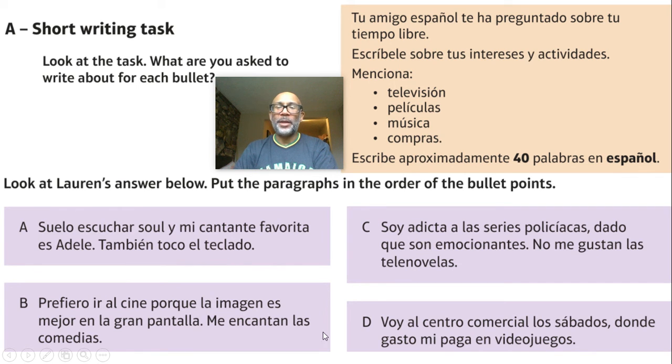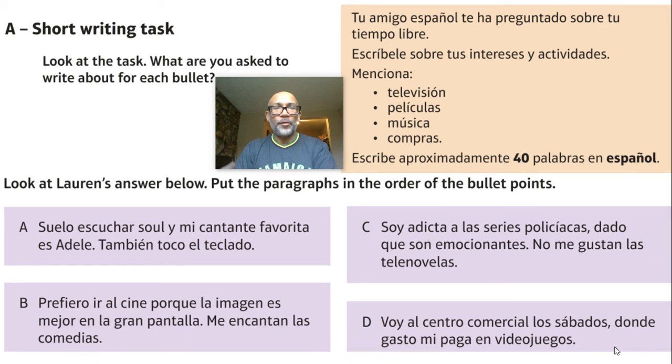And the last one, shopping. Voy al centro comercial los sábados. I go to the shopping center on Saturdays, donde gasto mi paga en videojuegos. Where I spend my pocket money on video games. Great. That's a great phrase to use, donde, where, followed by more information.